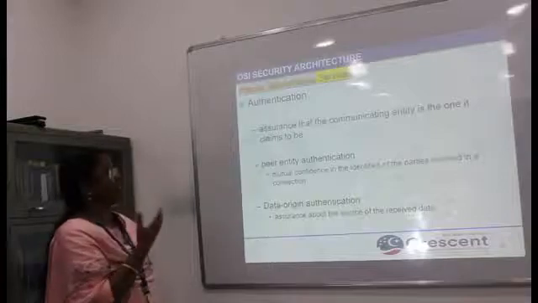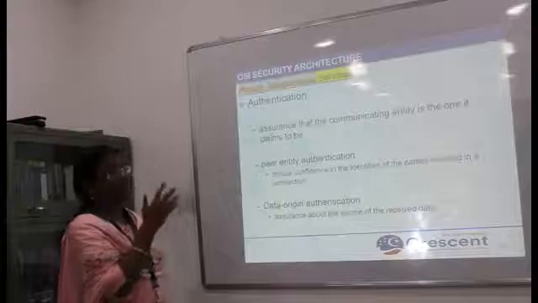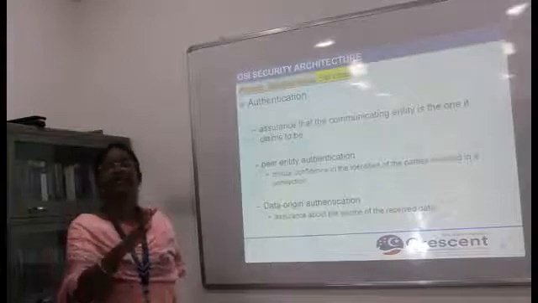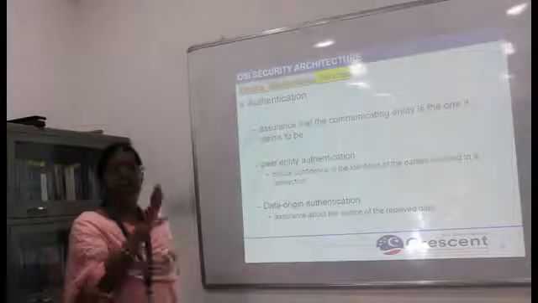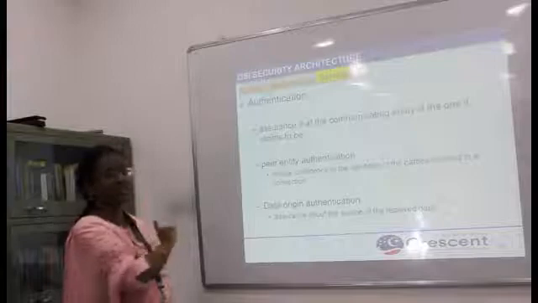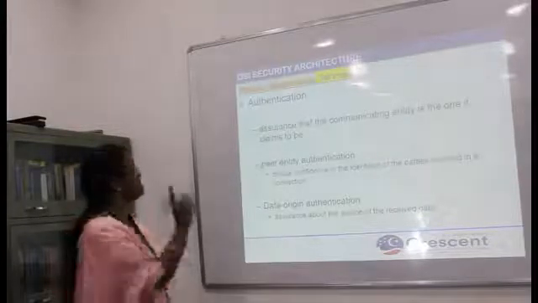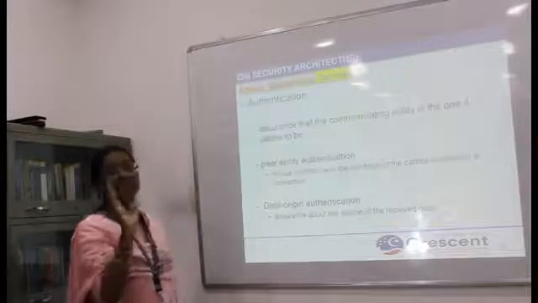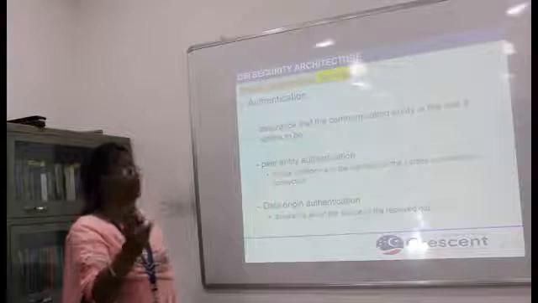When you take up authentication, authenticate that the communicating entity is the one it claims to be. The sender and the receiver have to understand that authentication is there between them. Only the sender has sent it, my friend has sent it, I have received it. So authentication of the entities involved in the communication is very much necessary for confidential data to be transferred. Peer entity: myself and you, two of you communicate together.